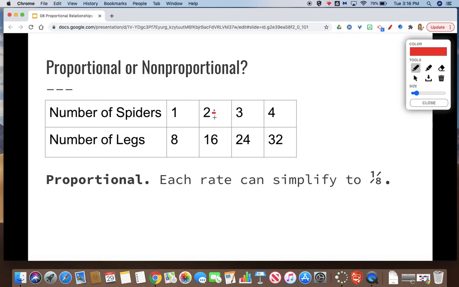If I divide 2/16 by 2, I get 1/8. 3/24 by 3, I get 1/8. And 4/32 by 4, and we get 1/8. They all simplify the same, so this is a proportional example.